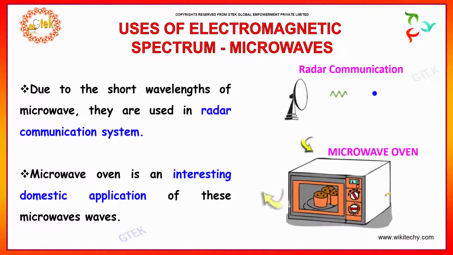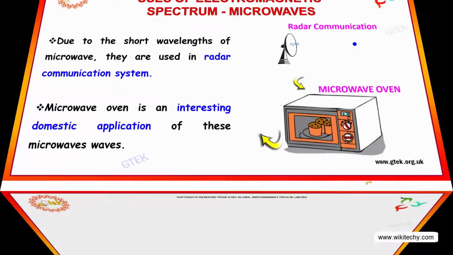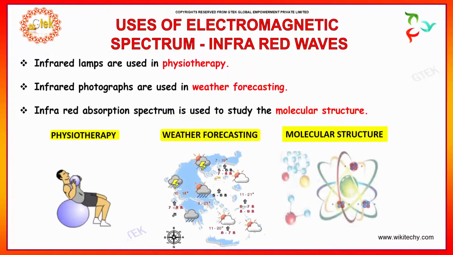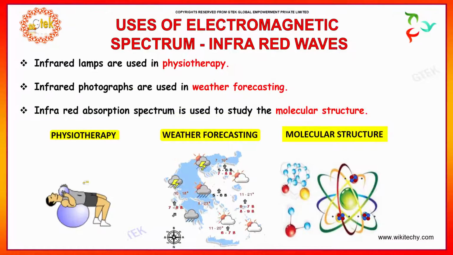Moving towards microwaves. Due to the short wavelength of microwaves, they are used in radar communication. The microwave oven is an interesting domestic application of microwaves. Further moving towards infrared, infrared lamps are used in physiotherapy. Infrared photographs are used in weather forecasting. And the infrared absorption spectrum is used to identify molecular structure.